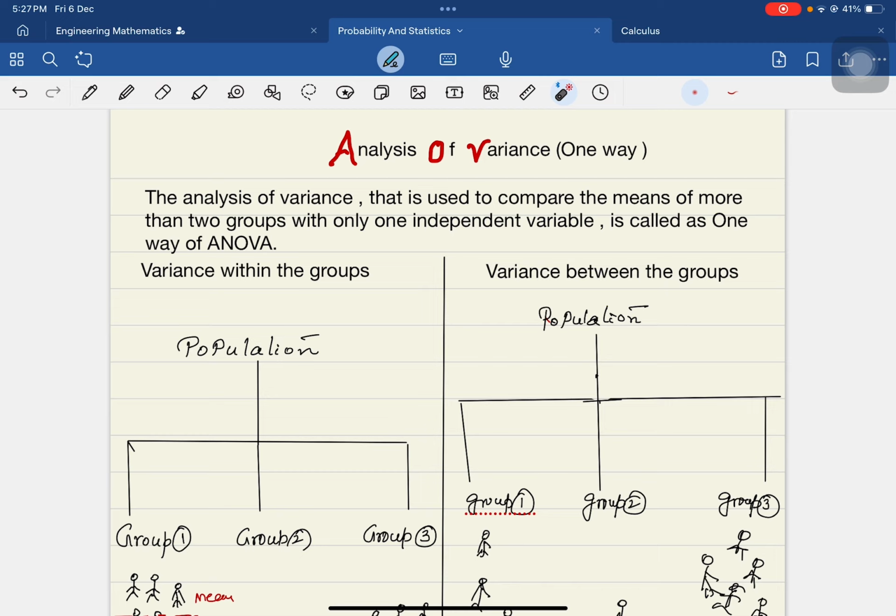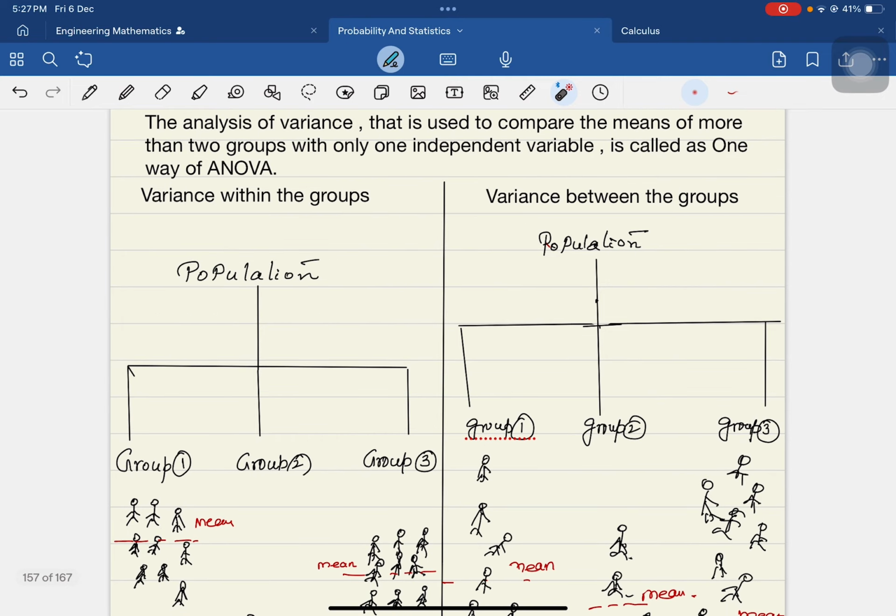If it depends on two independent variables, suppose, then we call it two-way ANOVA. Now in the present topic, I am talking about only one independent variable, and we are going to compare the variance, which is used to compare the means of two or more groups with only one independent variable. Let us understand in a deep way about this analysis of variance.